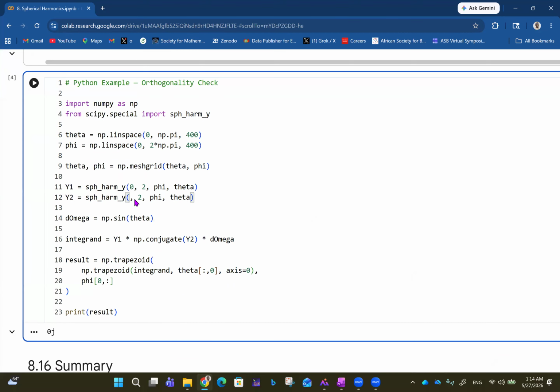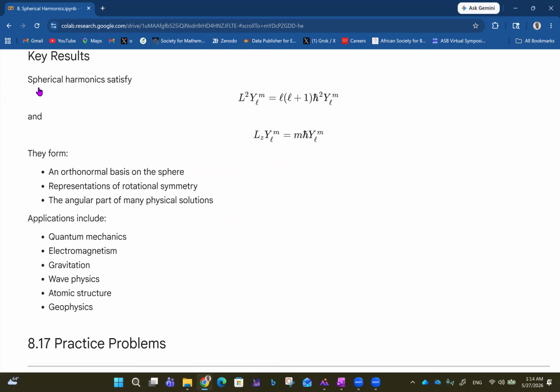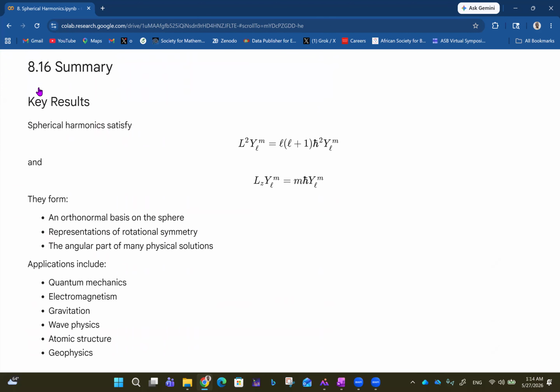So yeah, so we get that. So in all, we see in summary that we have some certain key results. Spherical harmonics satisfy L squared Y_LM equals L(L+1) ħ² Y_LM, and L_z Y_LM is m ħ Y_LM.